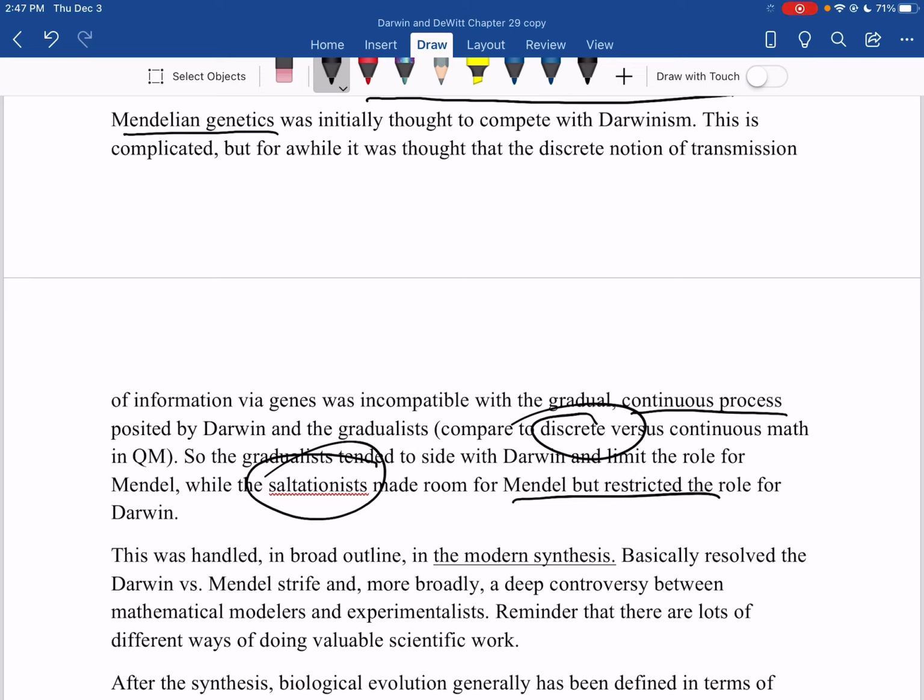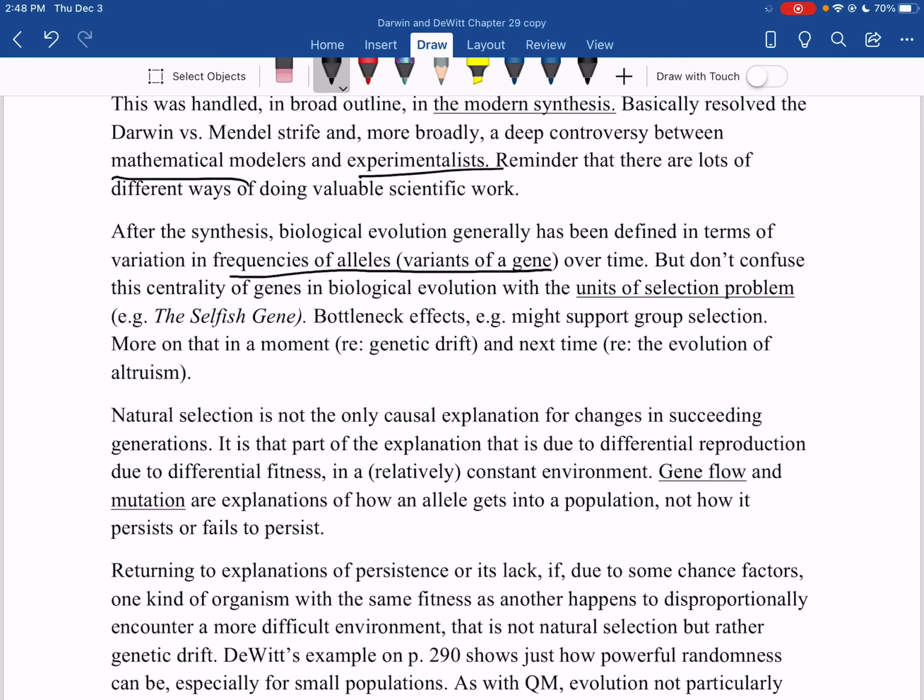Once you get the modern synthesis, evolution gets defined no longer in terms of traits in organisms, but in frequencies of variance of a gene over time. So genes are now definitionally central to the notion of evolution by natural selection. But if you've read some popular quasi-philosophical stuff about genetics, like Dawkins' The Selfish Gene, don't get confused here. Genes are undeniably central in evolution, but they are not necessarily the sole units of selection.